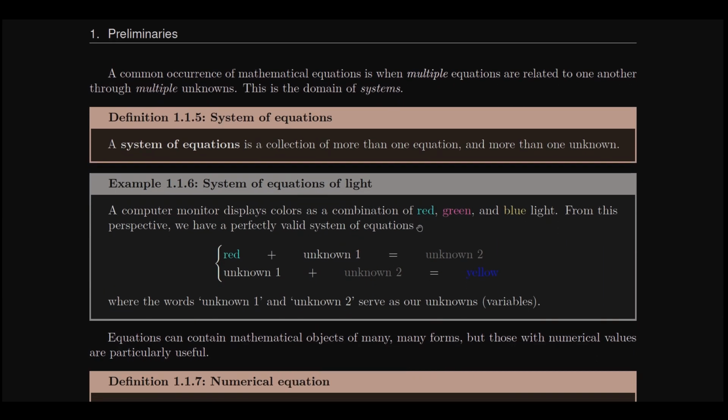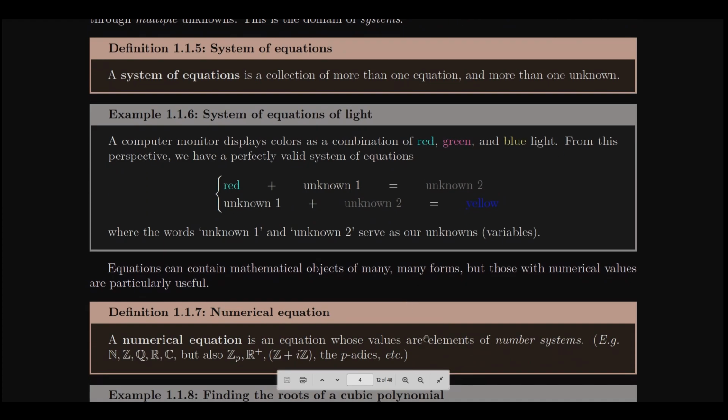So a common occurrence is when multiple equations are related to one another through multiple unknowns. This is the domain of systems, right? Systems of equations, which you probably encountered all the way back in Algebra 2, maybe even Algebra 1, I don't remember. So a system of equations is a collection of more than one equation, more than one unknown. We can do this with light if we want. We can say red plus unknown 1 is unknown 2. Unknown 1 plus unknown 2 equals yellow. And the yellow really doesn't show up well for me. I have no idea how well it will when I invert things. But this is a system of two equations with two unknowns. So ideally it has a solution. I don't actually present the solution here. I think in one of your exercises I do though, or I ask you to.